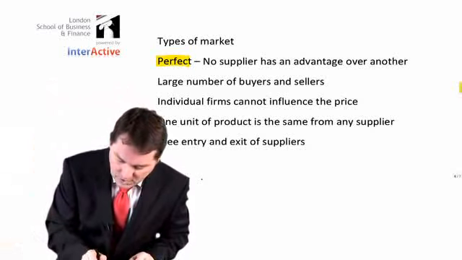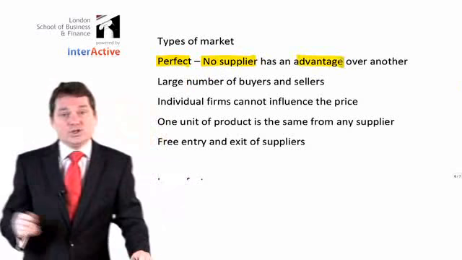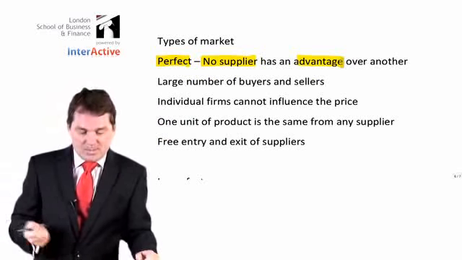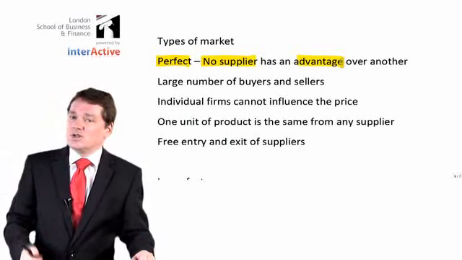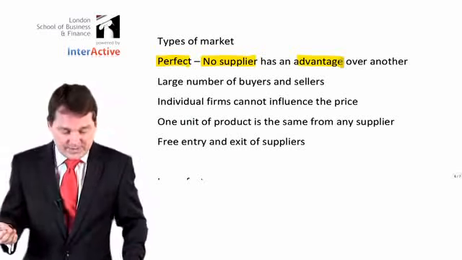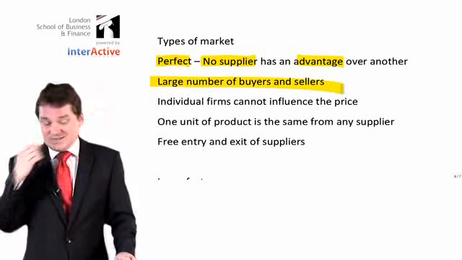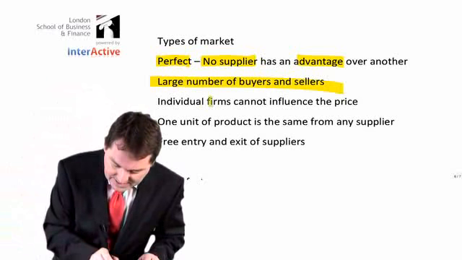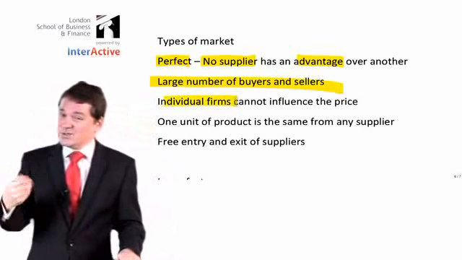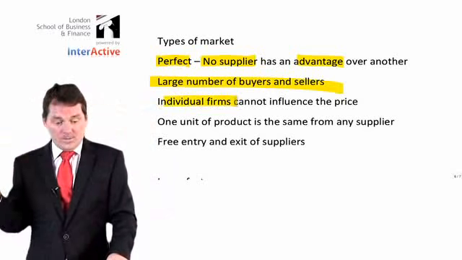So, what are we looking for? First of all, no supplier has an advantage. In other words, most of the suppliers are about the same size, because otherwise, one big supplier could potentially influence the price. There are a large number of them. There are lots of buyers, there are lots of sellers. Again, individual firms, that's customers as well as suppliers, can't do anything about the price on their own.